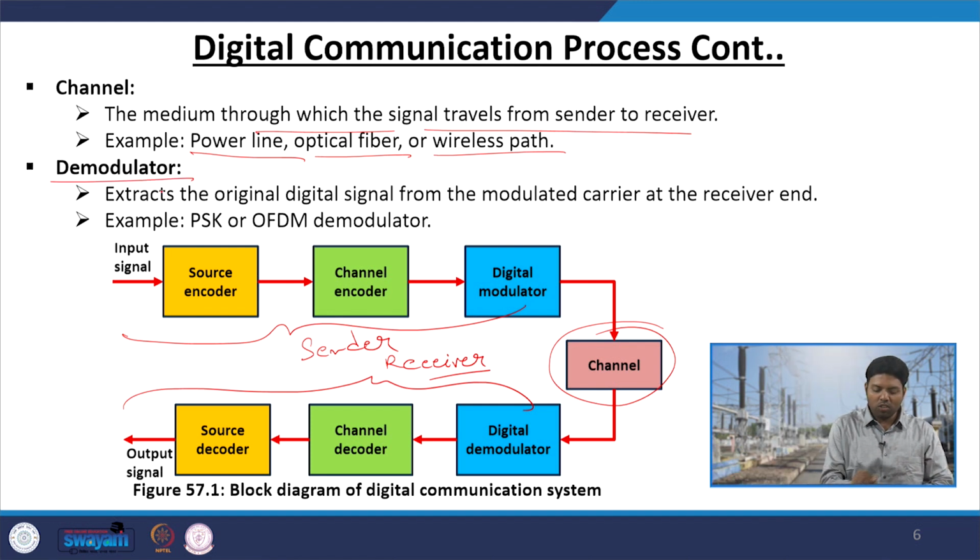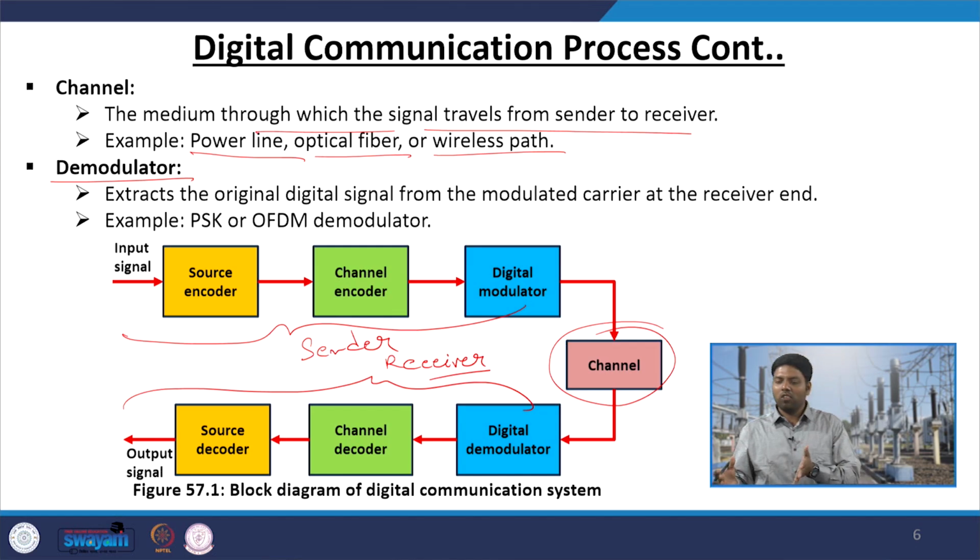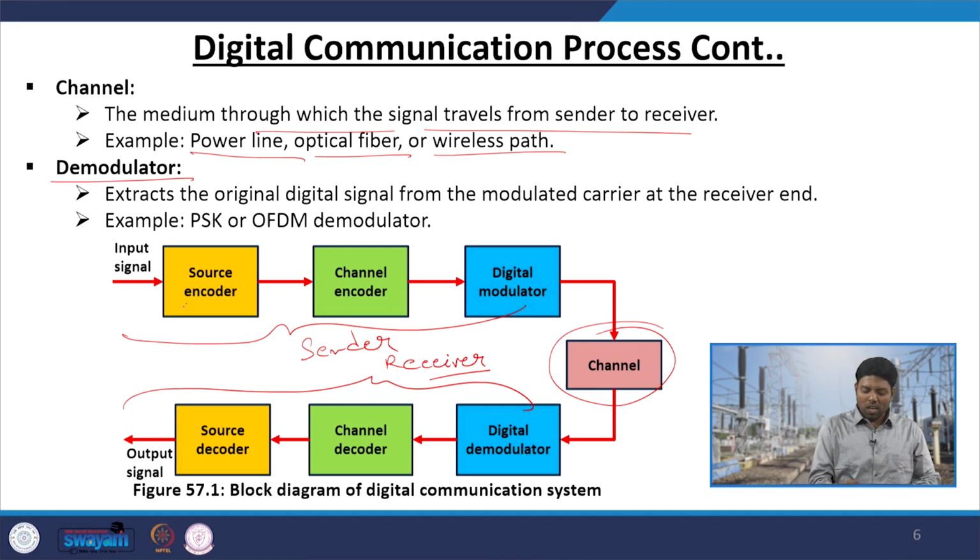So, the first thing at the receiving end is the demodulator. What you have done sequentially at the sending end, you now have to do in the reverse manner at the receiving end. That means first you did source encoding, then channel encoding, then digital modulation. At the receiving end, first you do digital demodulation, then channel decoding, and then source decoding.